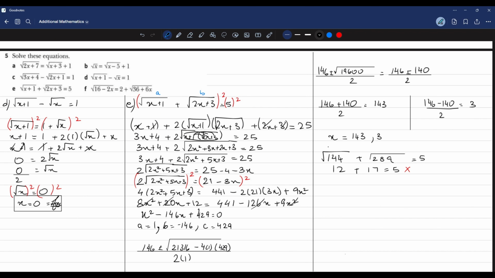For the other value, we have x equals 3. So let's just check that out. For x equals 3, we have the square root of 4 plus the square root of 6 plus 3, which is 9, and that should be equal to 5. So 2 plus 3 should be equal to 5, and that is actually the case for this answer. So we can say easily that x equals 3 is our only answer for this part, and that's it.